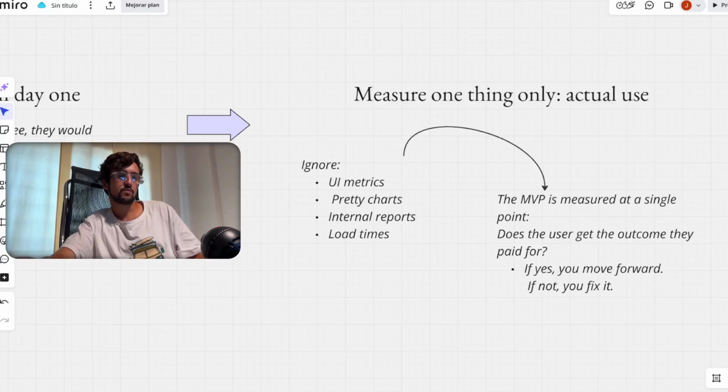And measure one thing only, okay? Actual use, not UI metrics, not pretty charts, not internal reports, not load times. The MVP is measured at a single point. Does the user get the outcome they paid for? If yes, you move forward. If not, you fix it. You see how simple it is.